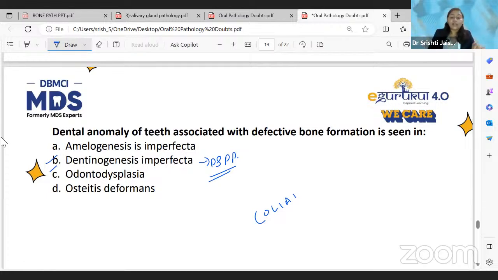So with this question, I can say that we can mark osteitis deformans, that is Paget's disease. Though the options can be in a slightly more elaborate form, if we have to mark amongst these, we will obviously mark osteitis deformans.